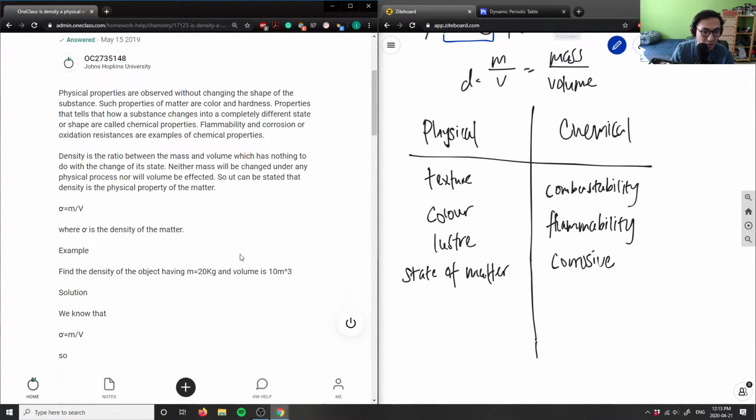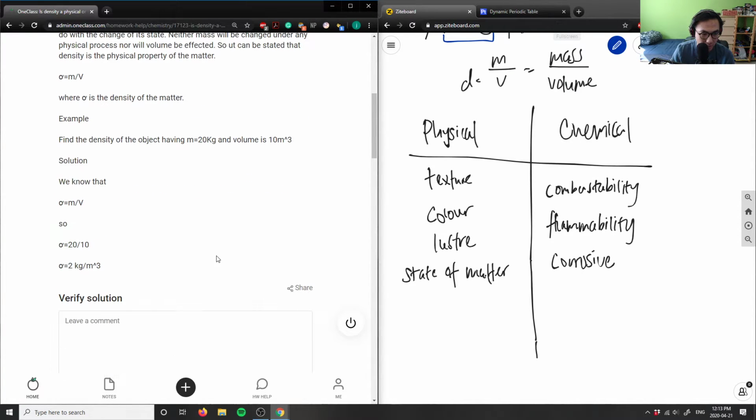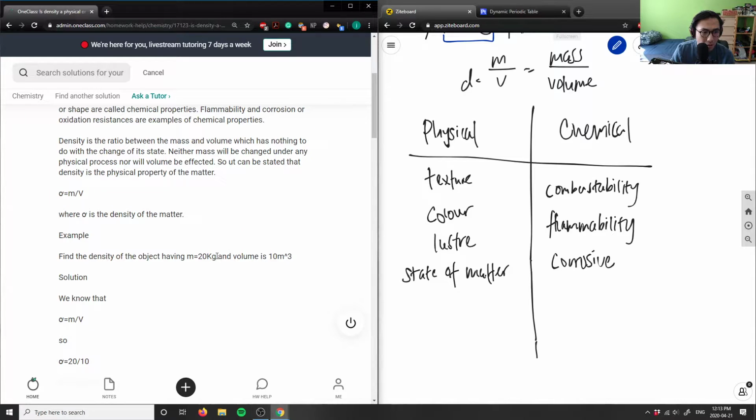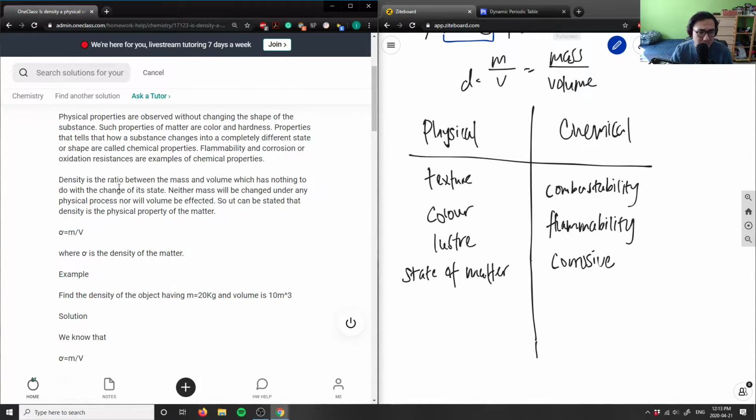So in this case, they kind of describe what physical and chemical property is. That's good. So they're calculating some density of the matter here. They use this mathematical explanation to figure out the density of an object. So I'm going to say density is a ratio between mass and volume, which has nothing to do with the change of state. Neither mass will be changed under any physical process, nor will volume be affected. So it can be stated that density is a physical property of the matter.